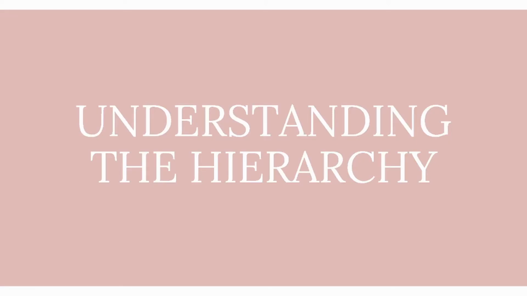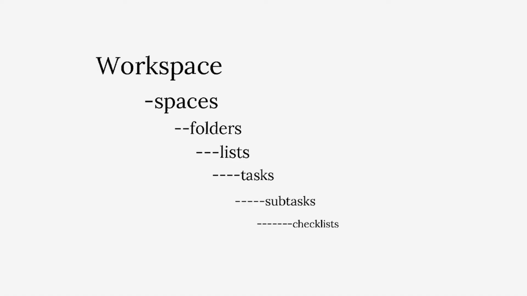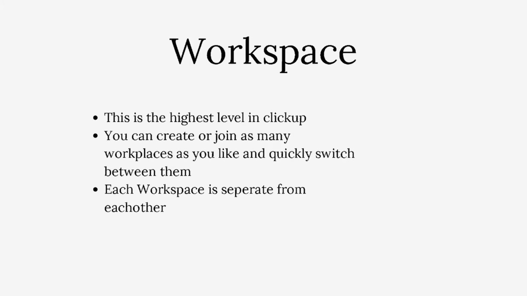So now we need to understand the hierarchy because it's a little complicated, but I promise at the end of this, you're going to be able to understand it. So we have our workspace, which is what we created. And then within the workspace, we have what's called spaces. And then we have folders, lists. Within lists, we have tasks. Within tasks, we have subtasks. And within subtasks, we have checklists.